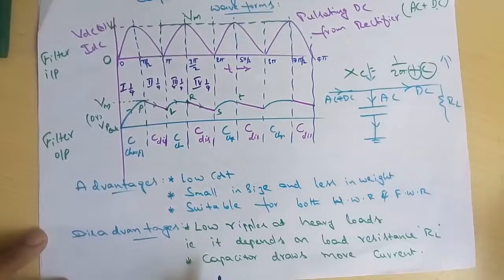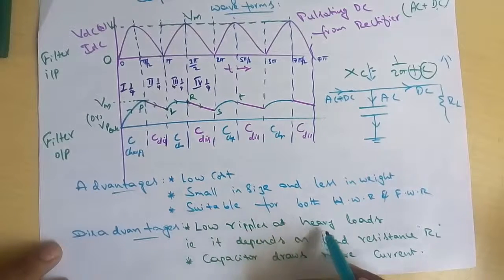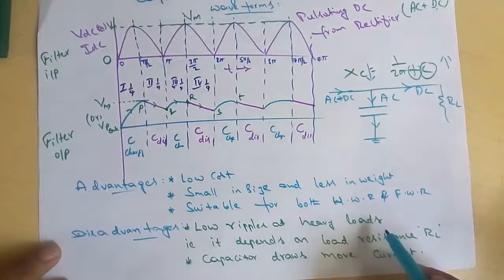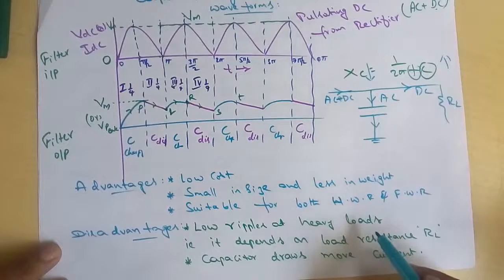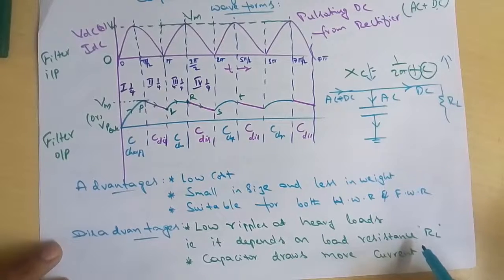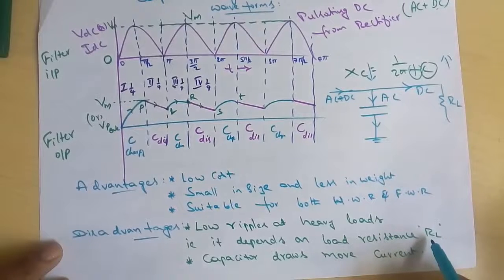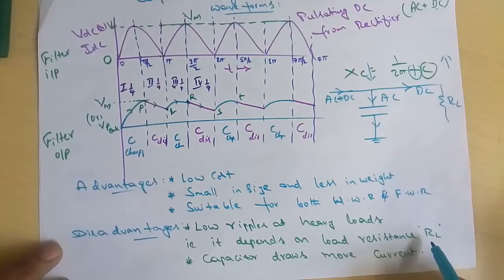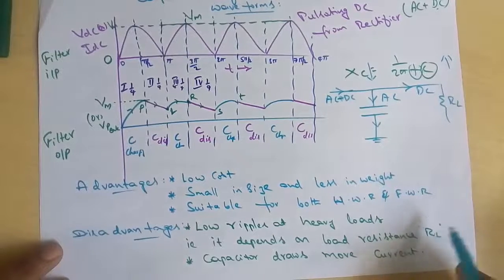Next, the disadvantages. The ripples are high at heavy loads. As the load increases, ripples increase. That means the ripple factor depends upon the load. What is the meaning of that? It depends upon the load resistance RL. So with variation of the load resistance, the ripple factor at the output changes.